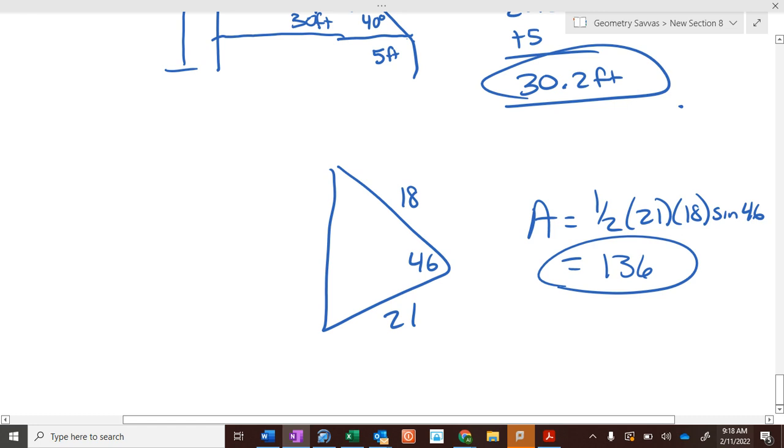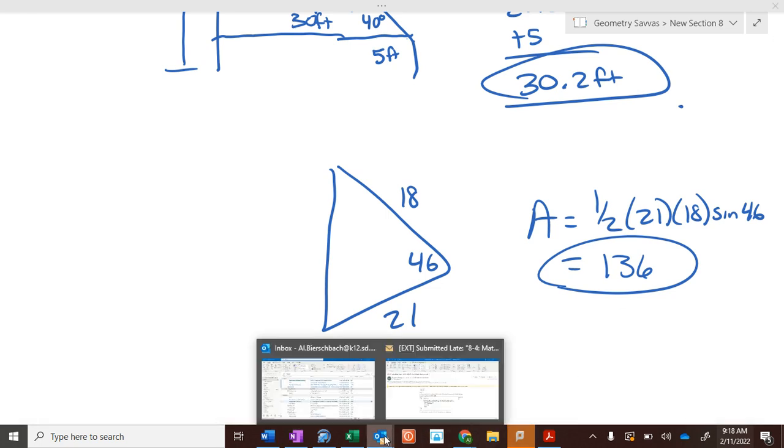All right, so that is what you'll see on the test. I'm going to hand out a review worksheet for you to practice getting ready for the test.